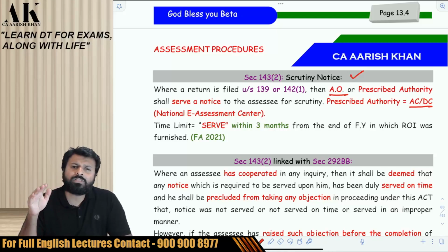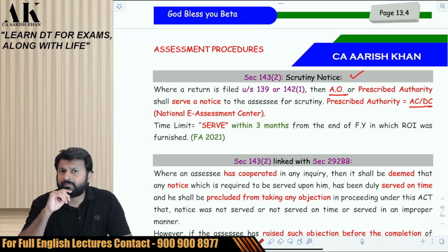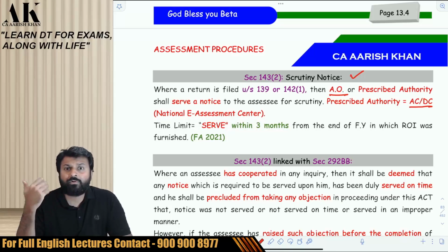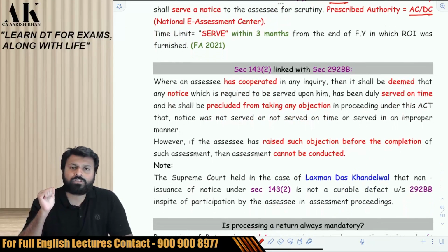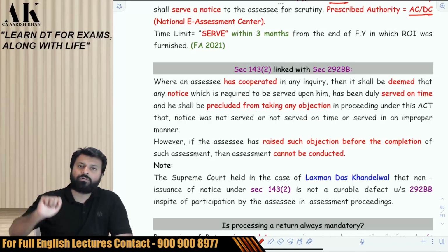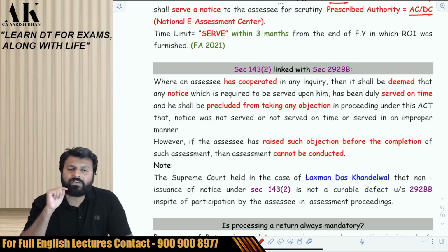Now, suppose the assessee has received the notice late or in an improper manner, then what is the obligation of the assessee? Then section 292BB comes into the picture. If the assessee has received the notice late or in an improper manner, then it is the duty of the assessee to object to that before the AO completes the assessment. If the assessee objects before the AO completes the assessment, then the assessee is correct.